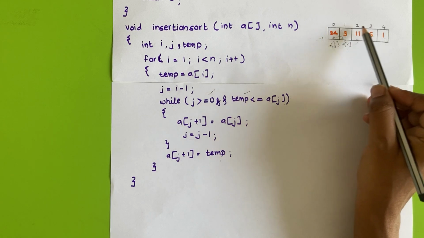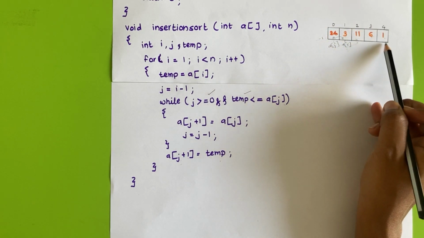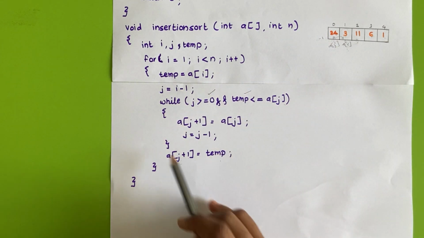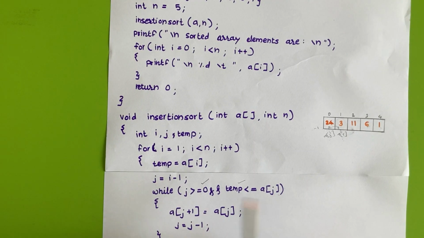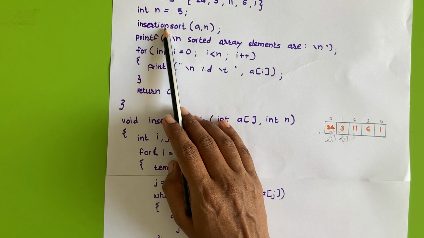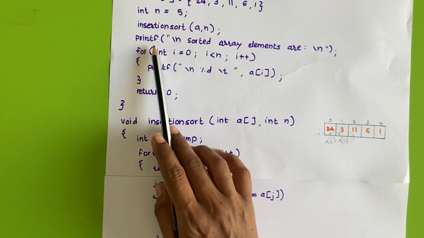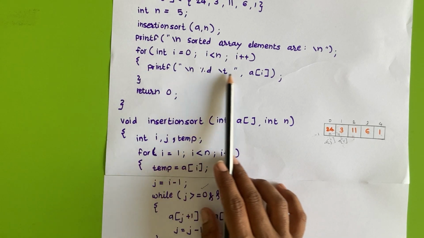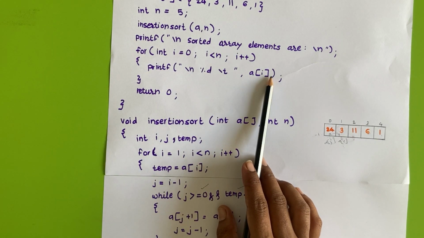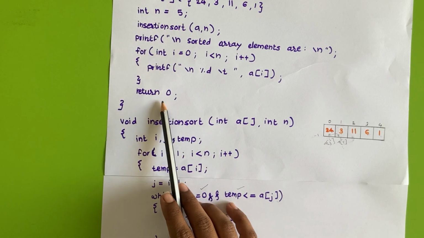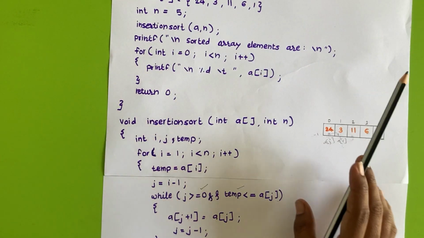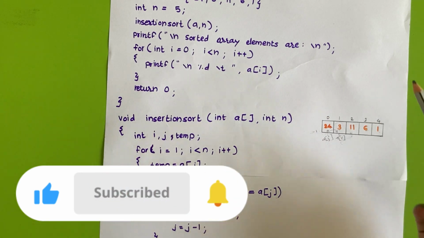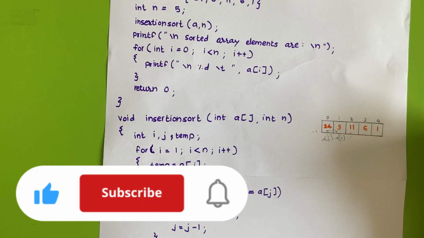Likewise, this will be repeated for all the remaining values of these array elements. After the completion of all the passes, it will come to execute the next line in the main function, and here with the help of a for loop we have printed the sorted array, and here the implementation of insertion sort is completed. Hope you have understood how insertion sort is executed in C programming.